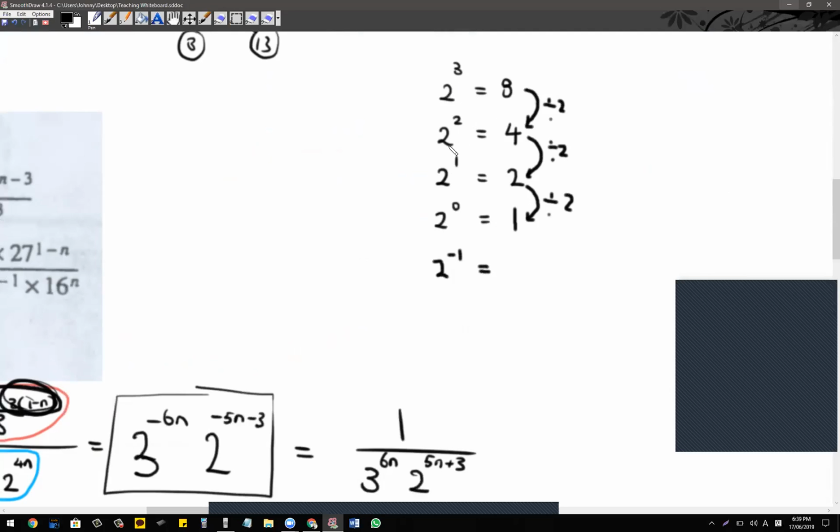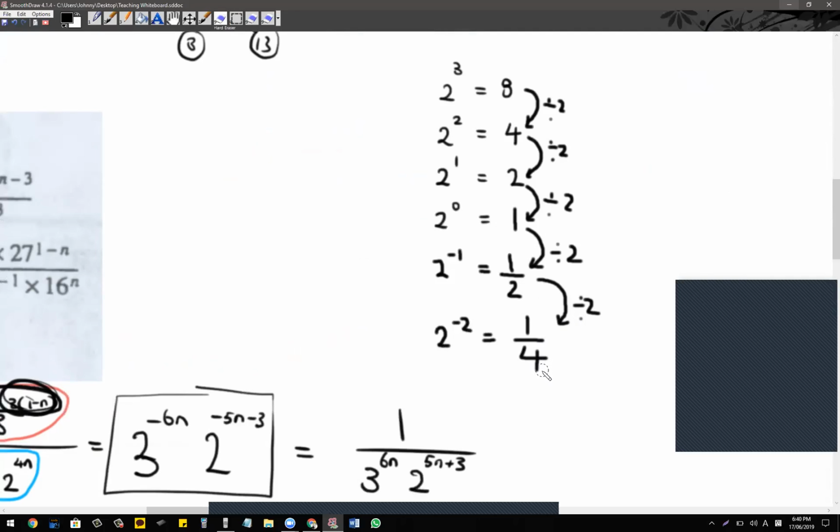Two to the power of 3, 2 to the power of 1, to the power of 0, to the power of negative 1. So you divide by 2 again. Understand? So that'll be 1 on 2. What will be 2 to the power of negative 2? It'll be 1 over, if we divide this by 2 again, it'll be 1/4. Okay?